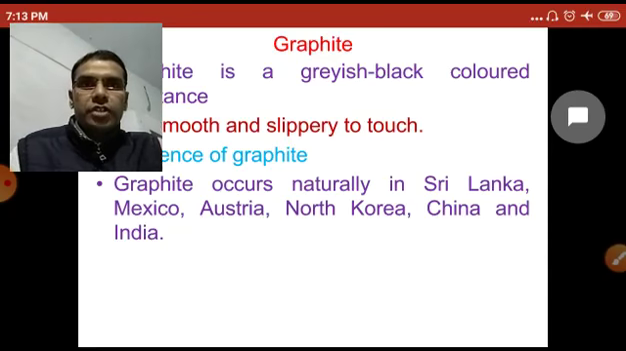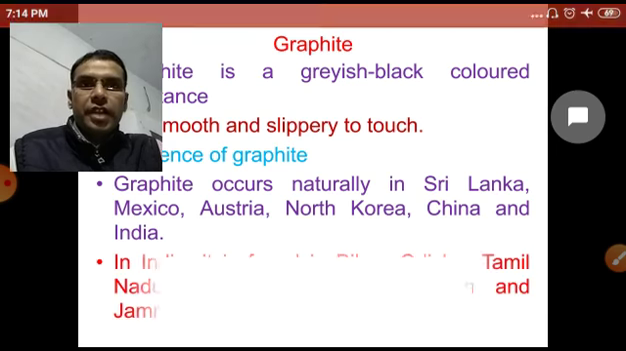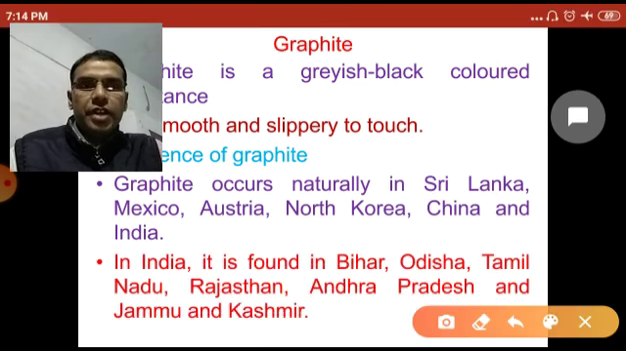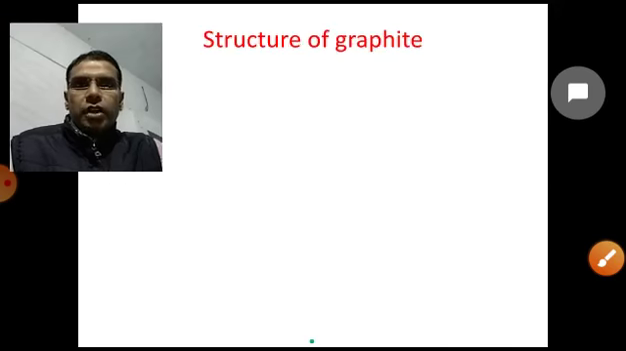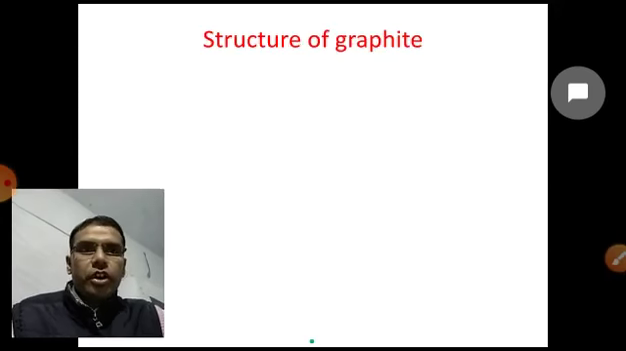Now graphite is also found in India, in different states of India, such as Bihar, Odisha, Tamil Nadu, Rajasthan, Andhra Pradesh, Jammu and Kashmir. Now next topic, structure of graphite.